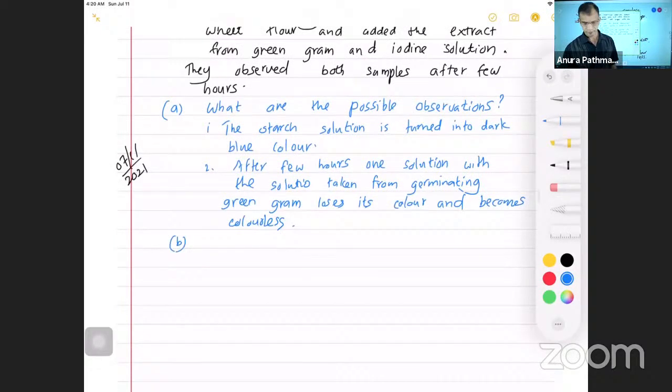B. My next question: what is the purpose of taking the solution from green gram? I will write my question. What is the purpose?